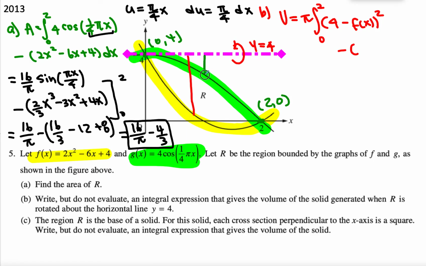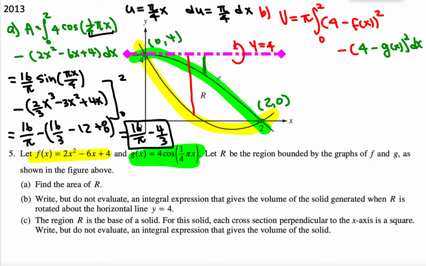Small r is from here to here, you see. From y equals 4 all the way down to the green line, which is g of x. So 4 minus g of x. That's the small r, squared, dx. So that will be the integral which you can set up. Alrighty, so with that one, I'm going to stop for part B. Let's look at part C.